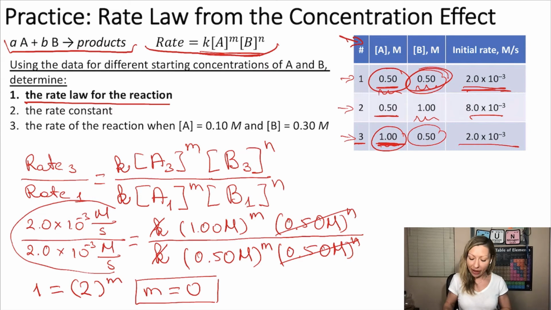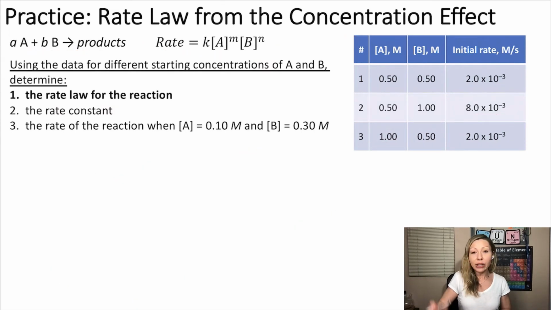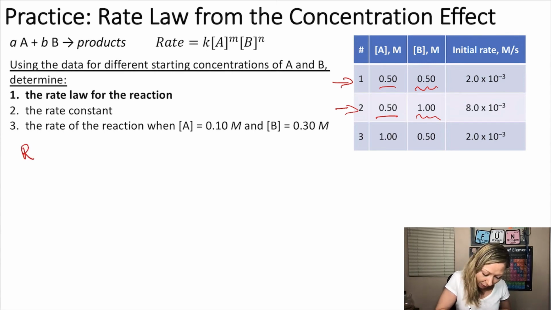Let's do the same thing for reactant B. For reactant B, I need to use the experiments where the reactant A concentration was kept constant. So I'm going to use experiment 1 and experiment 2. See that these values are constant and the concentration of B was changed. So again, I'm going to use a proportion where I'm going to have rate 2 divided by rate 1.